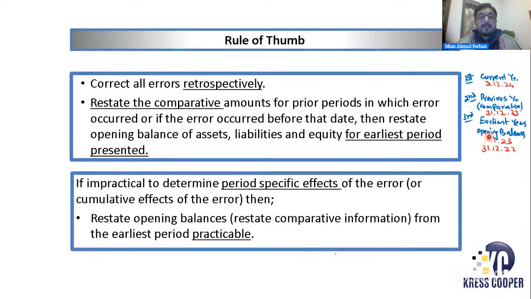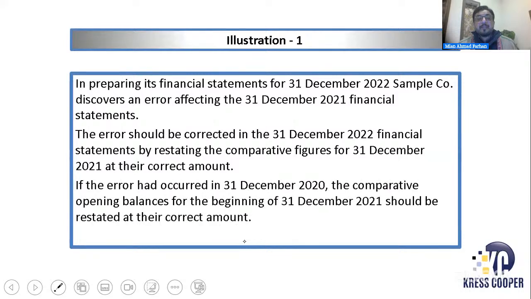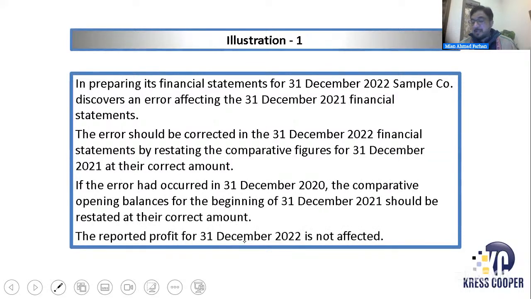So if practical, to determine the period-specific effect of the error or the cumulative effect of the errors, then restate opening balances, and restate comparative information from the earliest period which is practically possible. The same thing that we discussed in the change in accounting policy. Let's quickly go through the illustration on it.